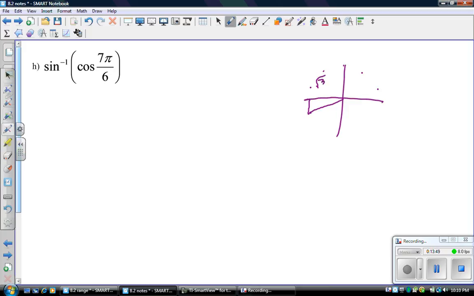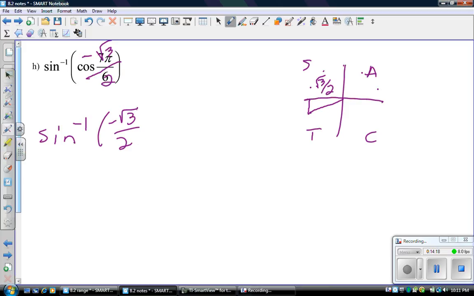You got to be careful here because all students take calculus. Cosine is negative down here because only tangent is positive. So the answer to this is actually negative root 3 over 2. So again, what I'm actually doing is the problem inverse sine of negative root 3 over 2.